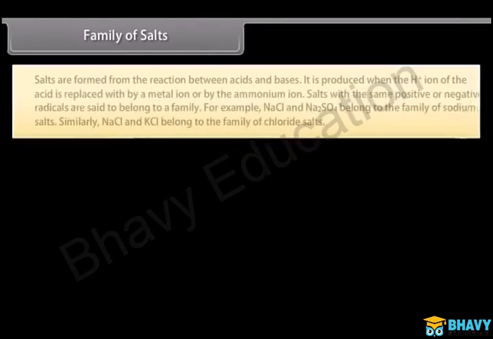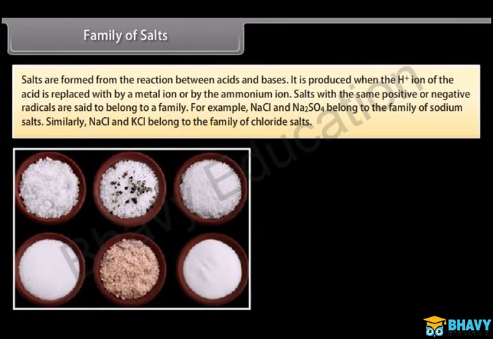Family of salts. Salts are formed from the reaction between acids and bases. It is produced when the H+ ion of the acid is replaced by a metal ion or by the ammonium ion.